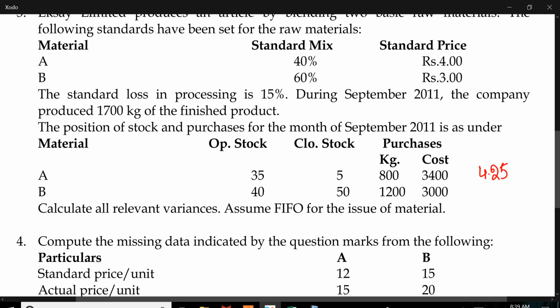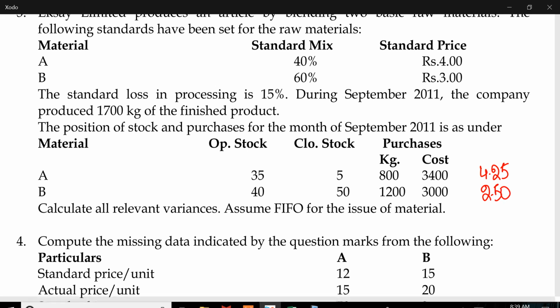3000 by 1200. So whatever I have purchased in the current year is purchased at 4.25. There is an opening stock of 35. In standard costing, one of the assumptions is that whatever is there in the opening stock would have been bought at the standard price in the last year.